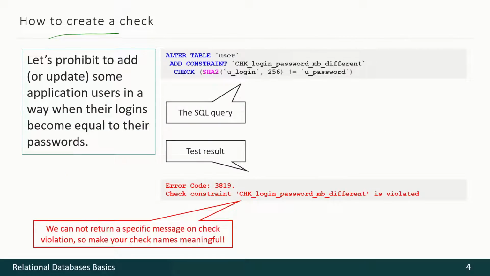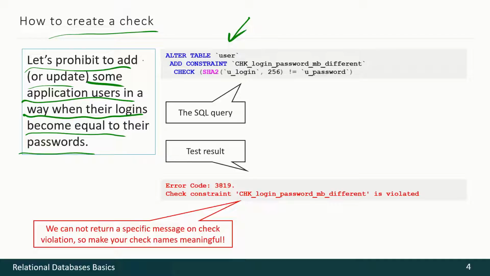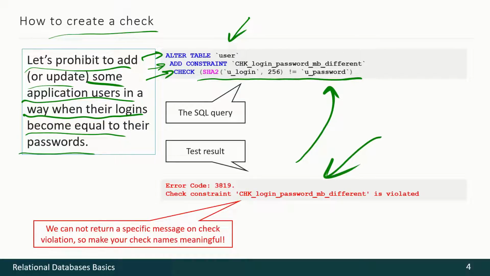The easiest way to create a check is to use such a SQL expression. Let's prohibit to add or update some application users in a way that their logins become equal to their passwords. We are altering table, adding a constraint, and the constraint is check and the rule is the next. Then, each time we execute a query that violates that rule, we get such an error message from our DBMS.